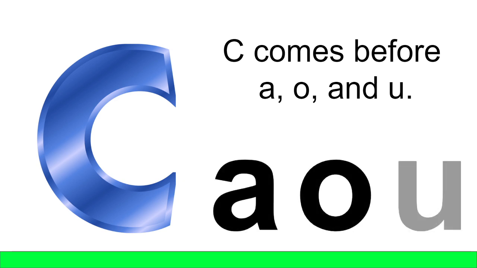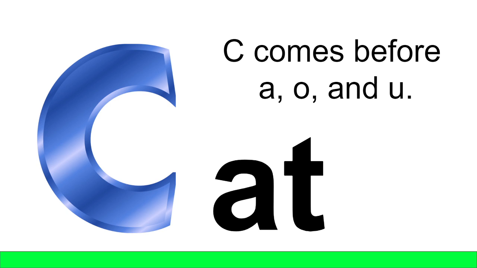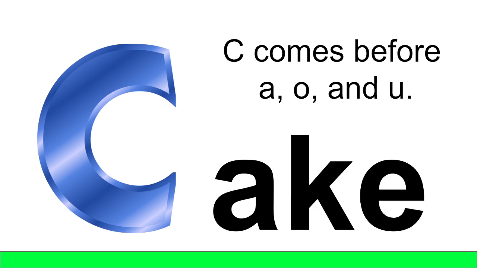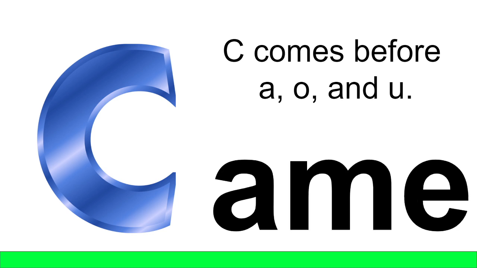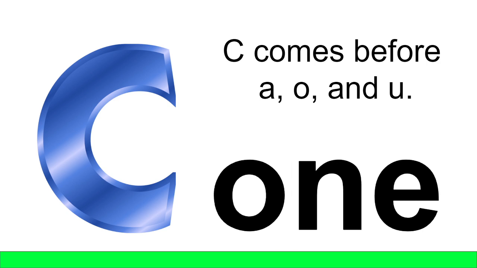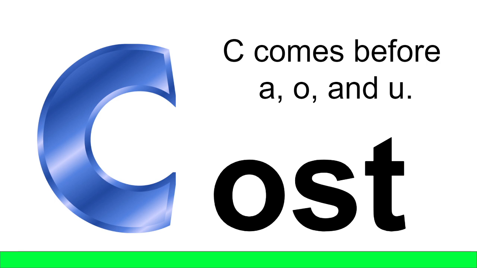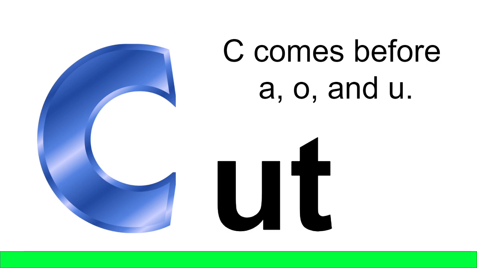Let's look at some words. The word cat starts with a C because it comes before the A. Or in cake, the C comes before the A. The same is true with the word came. C comes before the A. Or cone. And cost, the C comes before the O. In the word cut, C comes before the U. C comes before A, O, U.